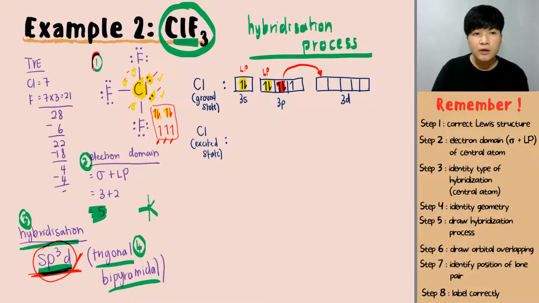Therefore, your step 1, Lewis structure, must be correct before you can proceed. Okay? From that, you already can know how many pairs of electrons I need, and how many single unpaired electrons you need.